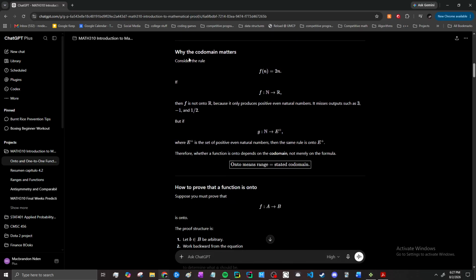Why the codomain matters: consider the rule f(n) equals 2n. If f maps the natural numbers to the set R, then f is not onto R because it only produces positive even natural numbers. It misses outputs such as 3, -1, and 1/2. Wait, why does it miss outputs such as 3 though? Oh wait, because it's 2n, that's why.